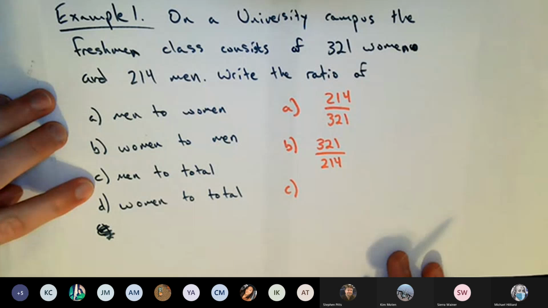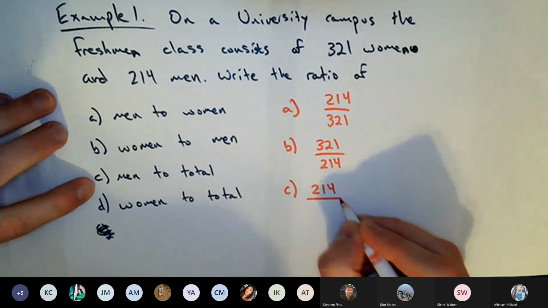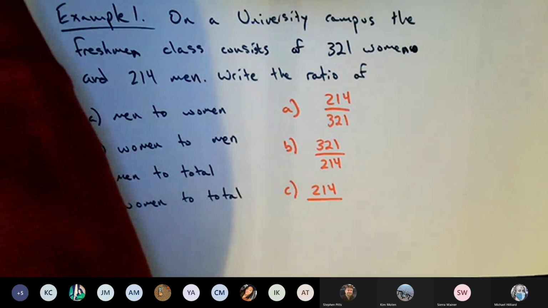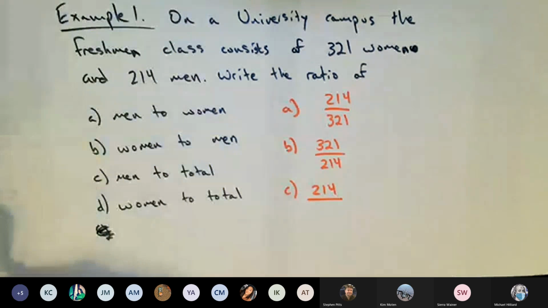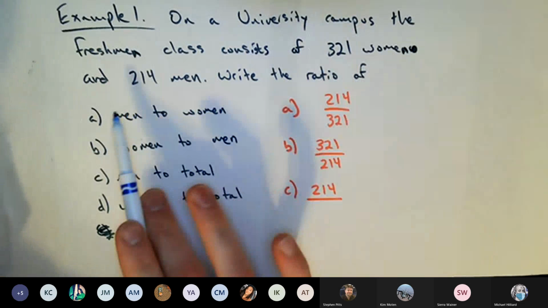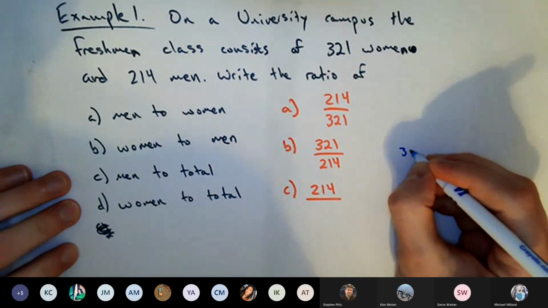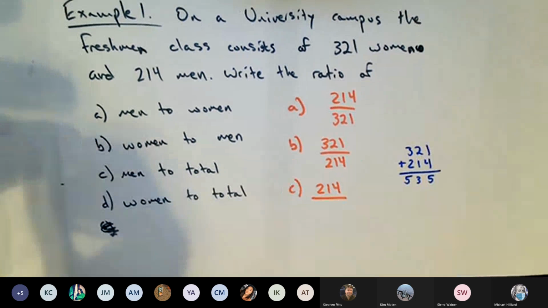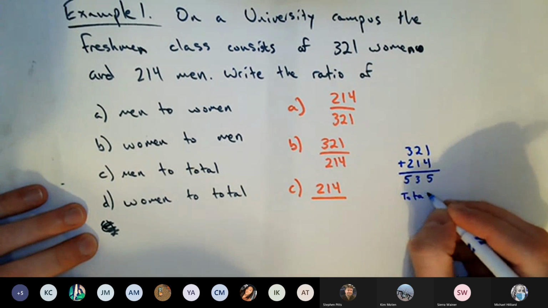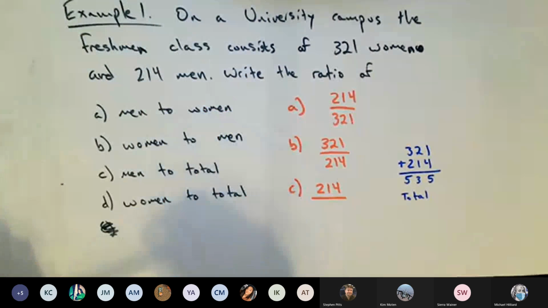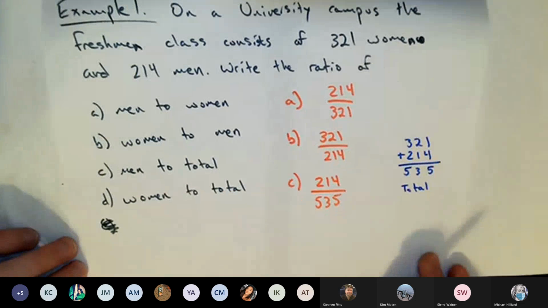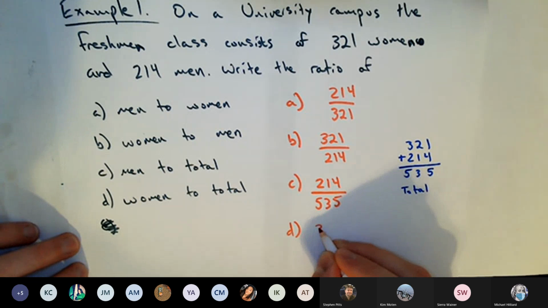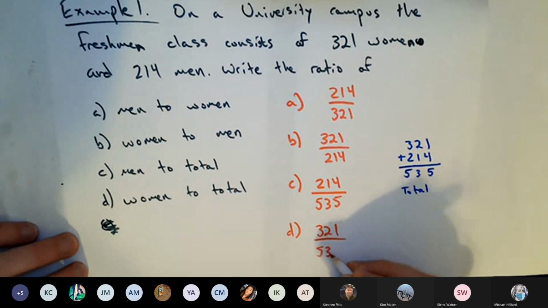Now, what about part C? It says men to total. So it should be 214 on top, but what should go in the bottom? In the bottom, I should have the sum of all people at this university, well, at least in the freshman class. If I assume that there's only women and men in the freshman class, then the total would come from adding those two numbers together, which would be 535. So that's 535 in the denominator. That's men to total, and then D is women to total, so 321 over the total, which I already found, which is 535.